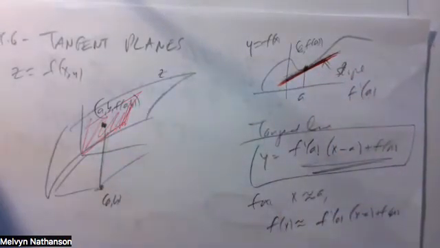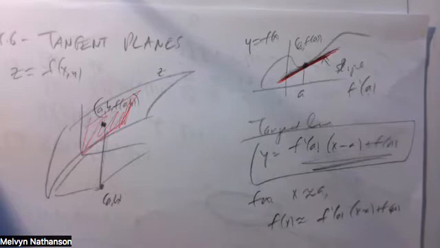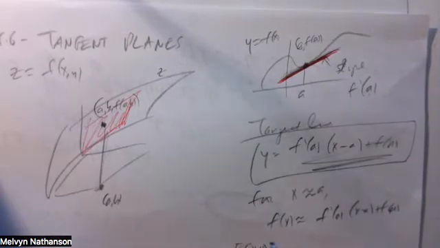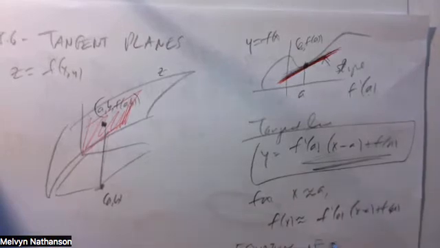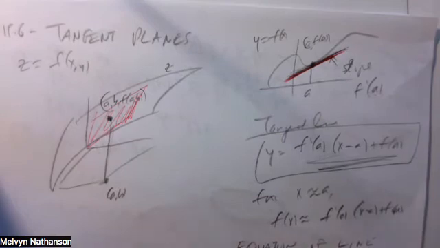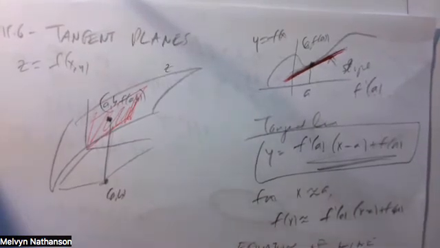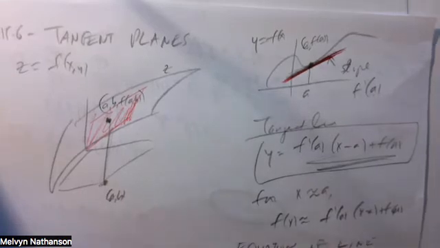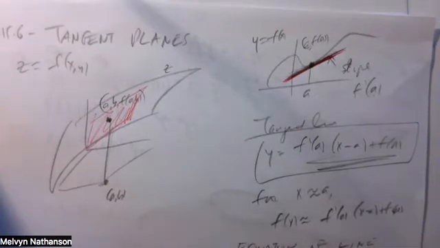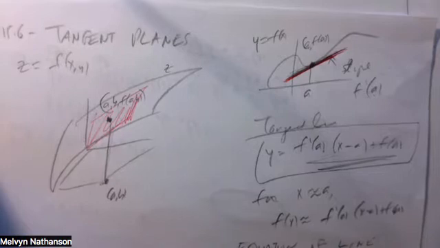Now, you have to know what is the equation of a plane, right? Remember, for a line, to know the equation of a line, you need to know one point on the line and its slope, df/dx.